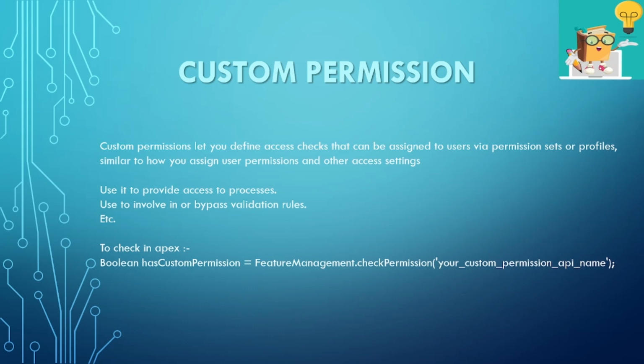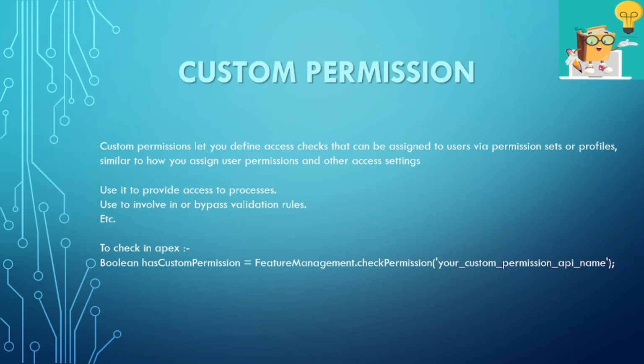Custom permissions are basically a feature of Salesforce where you can define a certain permission and assign it to a profile. So let's say user A is present in the system, who has profile A. Once you run the check for the custom permission in your validation rule, it will check whether the user who is logged into the system has this particular custom permission or not. And then based on that you can do the processing.